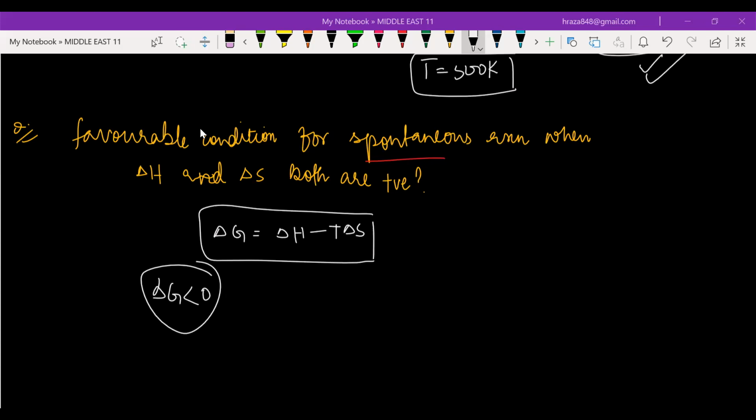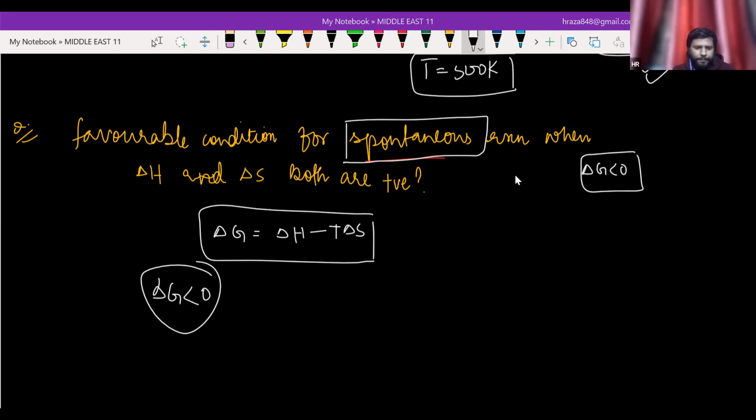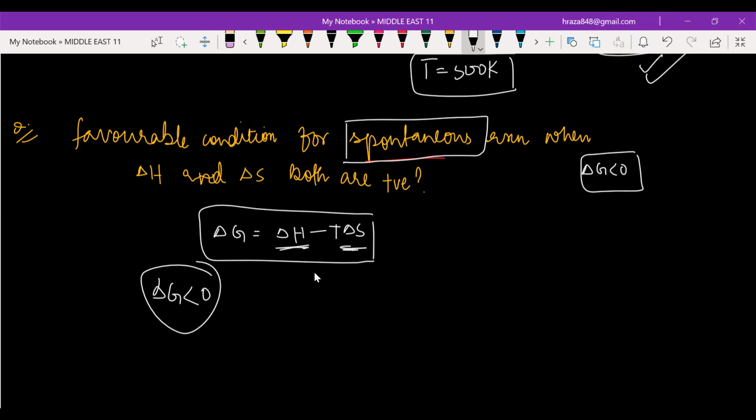So what should we describe as the favorable condition? Favorable condition for a spontaneous process is delta G less than zero. Yes, sir. Is that clear? Now you need to find out in terms of this, what should be the value of this. Both are positive, so how much positive should this be? Just think about it.